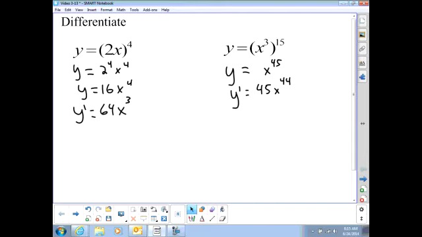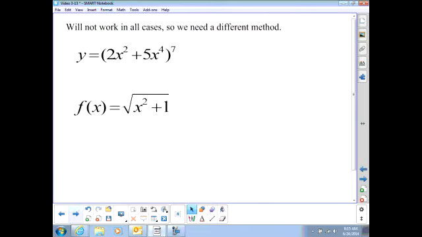Now, we might not be able to do that in all cases. Let's look at these two cases. If we have a binomial raised to the 7th, it could be done, but it would be a huge pain to write that out all the way. The bottom one we could rewrite as (x squared plus 1) to the 1/2, but there's nothing really we could do with it to make it into something that we know how to take the derivative of currently. So therefore, we need a new method.